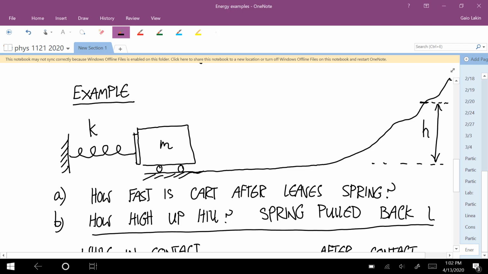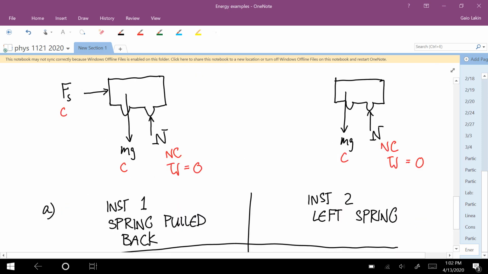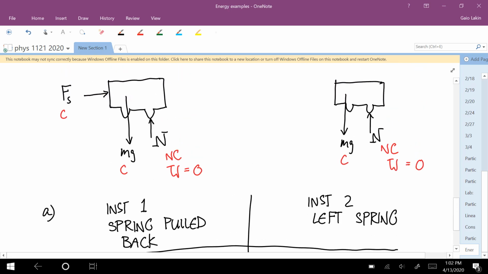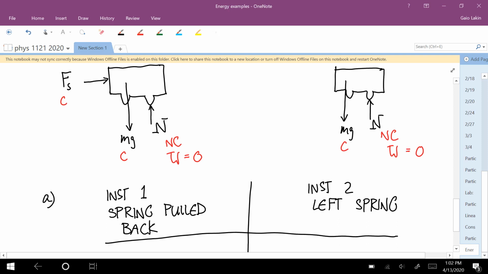If it started with a length of 10 centimeters and you pulled it until it was 7 centimeters, that L would be 3 centimeters. Okay. So the instant the spring's pulled back, if you look at that free body diagram, we have to deal with three things. Well, one of them we're not going to have to deal with because the work is equal to 0. And so we have two conservative forces that we have to deal with, the weight and the spring force.